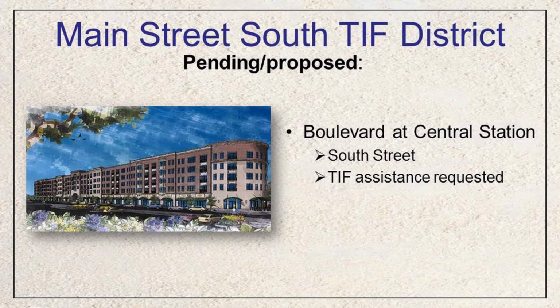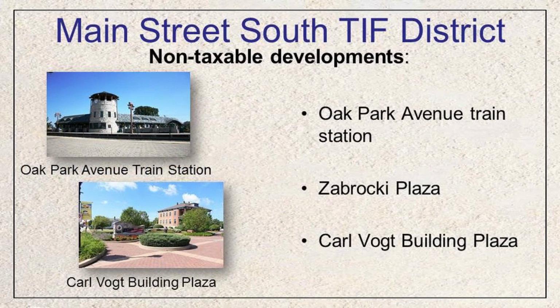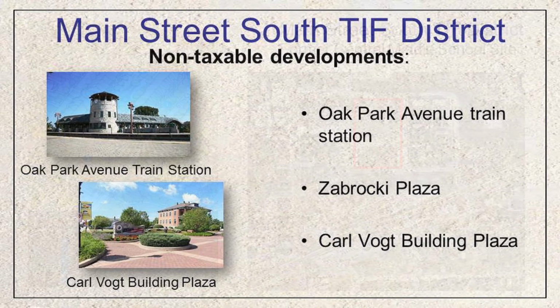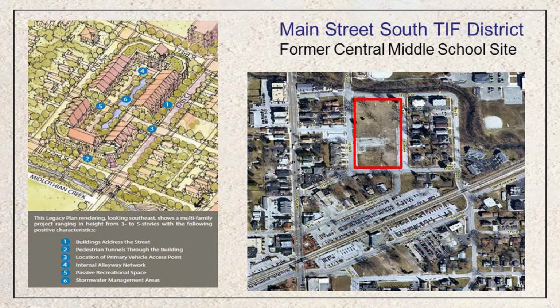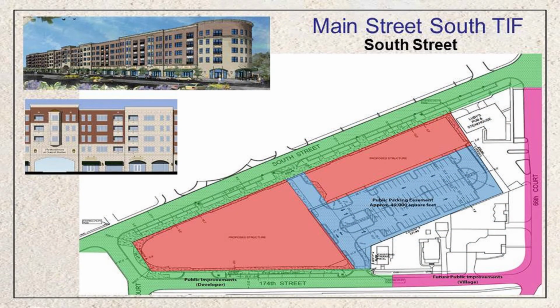The pending developments include the Boulevard at Central Station on South Street, and there has been TIF assistance requested and initially approved, although the request may change. Non-taxable developments: Oak Park Avenue train station, Zabraki Plaza, the smaller plaza in front of the Carl Vogt building, the Central Middle School site, the former school site, potentially development coming forward there in the not too distant future. South Street, we've talked about that.